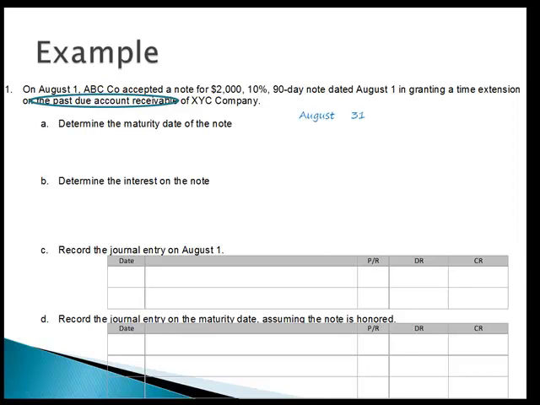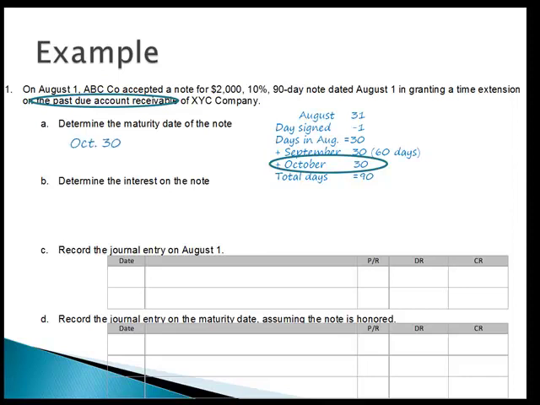So what's the maturity? Start with the day that the note was signed, August 31st, minus off the day that we signed the note, August 1st. That gives us 30 days in August, and our goal is 90 days. So now we want to add in September. September has 30 days, so that brings us to 60 days total, and we need 30 more days. October has 31 days, however, we only need 90 days. So 30 in August, 30 in September, 30 in October brings us to 90 total days. Our due date then is October 30th.